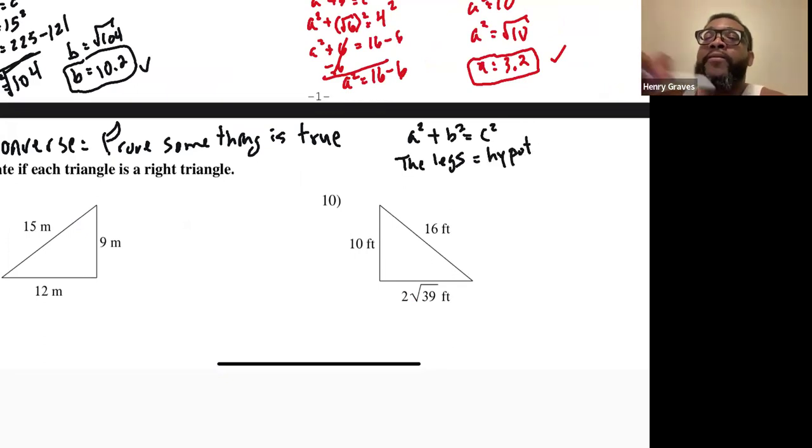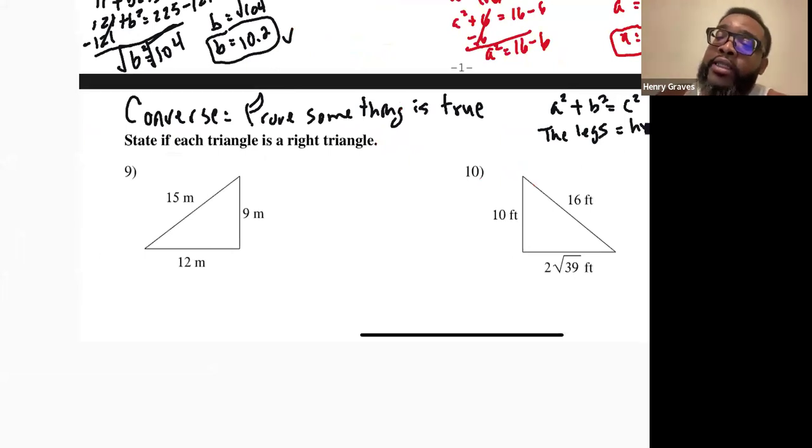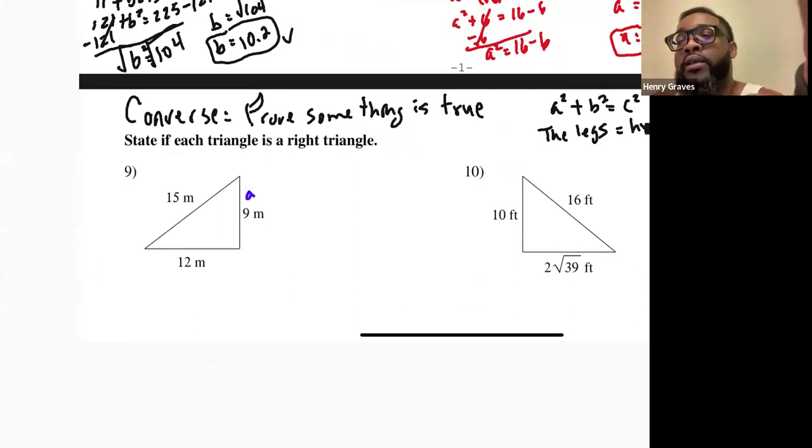It's just math, right? So on this number 9 here, we have to prove, right? This is A, because this is smallest, this is B, and this is C. I have to prove on number 9, using the A squared plus B squared equals C squared formula.